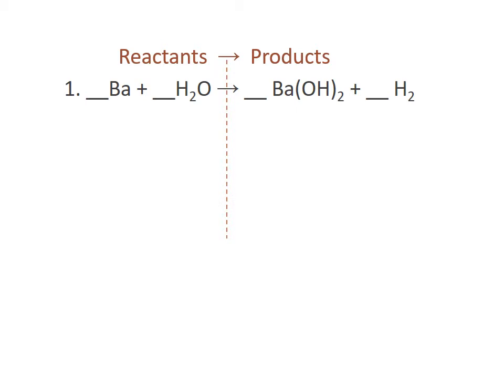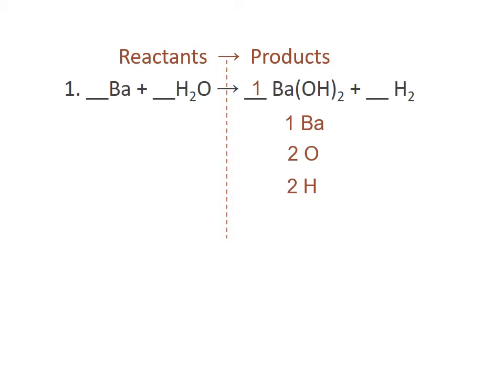Now, step 1 says we put a 1 by the largest formula, because typically the largest formula will have the smallest number. That's not always the case, but most often that will be the case. So I think barium hydroxide, Ba(OH)2, is the largest formula, so I'm going to place a 1 there. And when I do that, that gives me 1 barium, 2 oxygens, and 2 hydrogens.